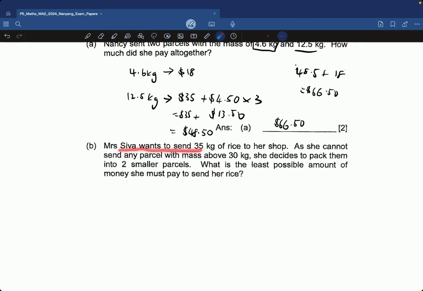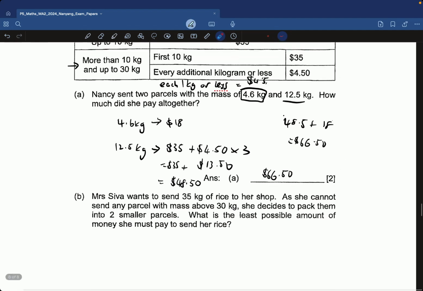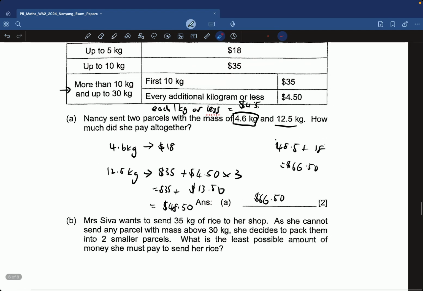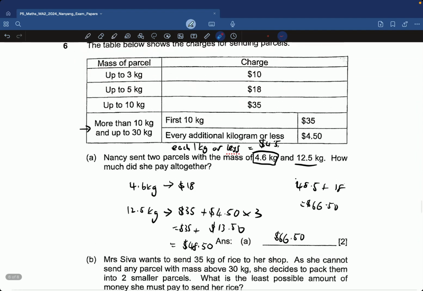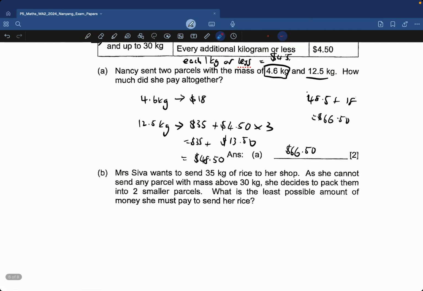Mrs. Siva wants to send 35 kg of rice to a shop. As she cannot send any parcel with more than 30, she decides to pack them into 2 smaller parcels. What is the least possible amount of money she must pay for this? Right. So in this case, we can pack into 2 parts. The first part, 35 kg, right?